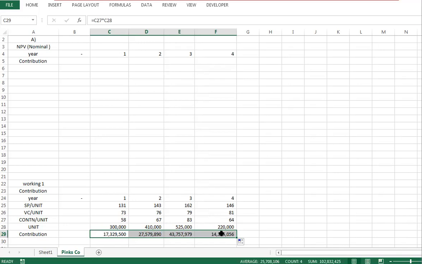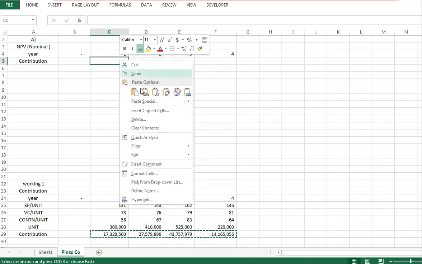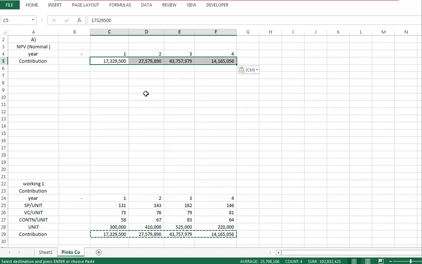Okay. So now we have the contribution per unit, right? I'm going to copy it from here, Control C, and paste special in your examination. So you'll have all the figures now. Okay. So that's the contribution figure.